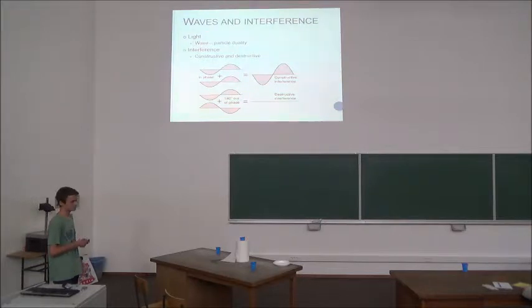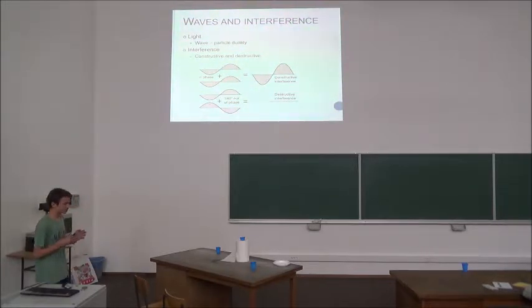Light has wave-particle duality, but for this experiment only the wave properties are important, and one of them is interference. When two waves come together, if they are in phase, their amplitude is going to increase. If they are out of phase, they are going to cancel out. And if they are somewhere in between, their amplitude is going to change.